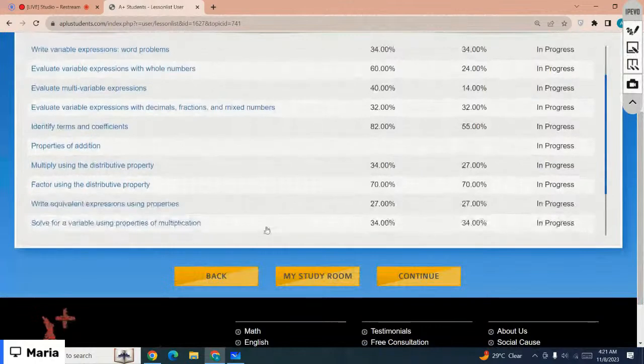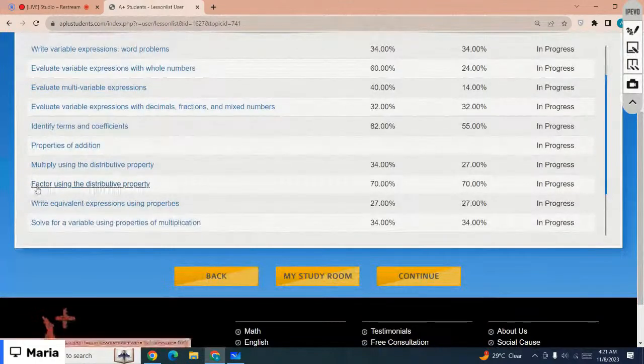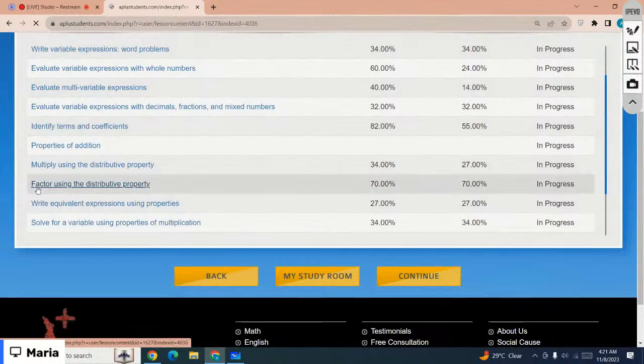Factor using the distributive property. Okay, then we just learned how to multiply using the distributive property. Now we are going to learn how do we factor using the distributive property, right? So let's just start with the lesson.